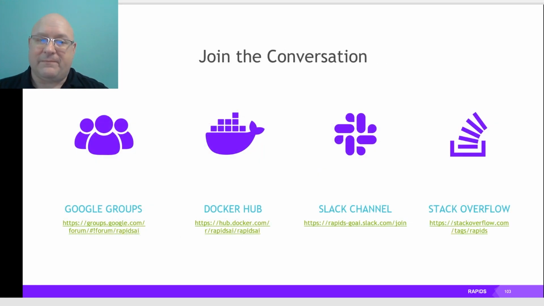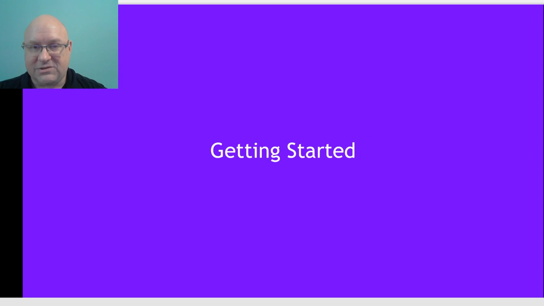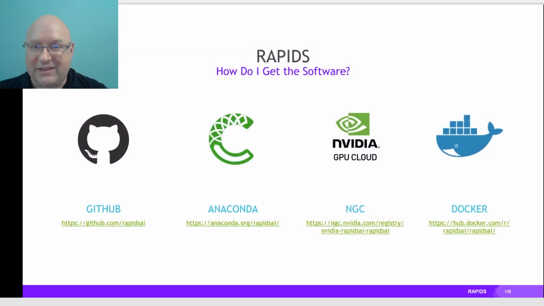And we're active on Google Groups, on our Slack channel. We have a Docker Hub site, and Stack Overflow for any questions you might have. So these are the main ways of getting the code. GitHub, Anaconda, the NVIDIA GPU Cloud has fully built containers, or Docker. Also, we can have a repo directly with Docker.